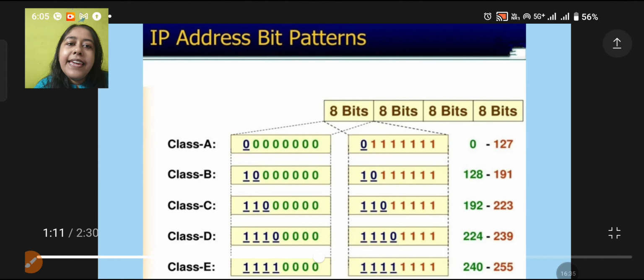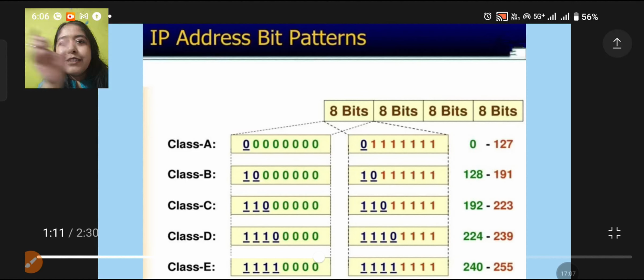For class A, you will see the first bit is 0, so its range will be from 0 to 127 in decimal notation. For class B, it's 128 to 191. For class C, it is 192 to 223. For class D, it's 224 to 239. And for class E, it is 240 to 255.